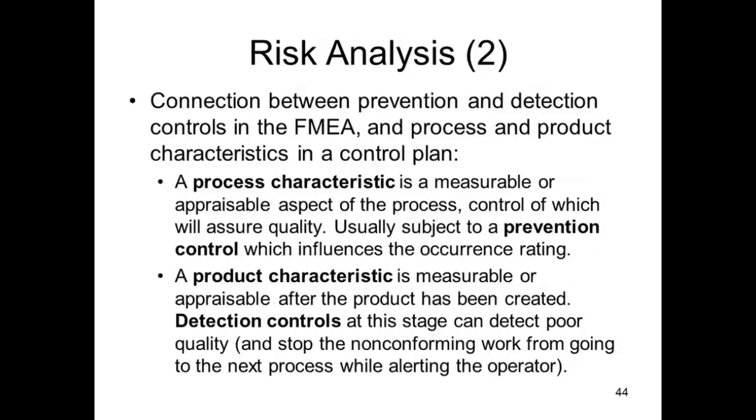There's a connection there between prevention and detection controls in the FMEA and also the process and product characteristics. Remember, I have a whole slide on process and product characteristics. The process characteristic is something we can measure while the process is taking place, and it's usually subject to a prevention control which influences the occurrence rating. It's something that gives us feedback as the process is happening.